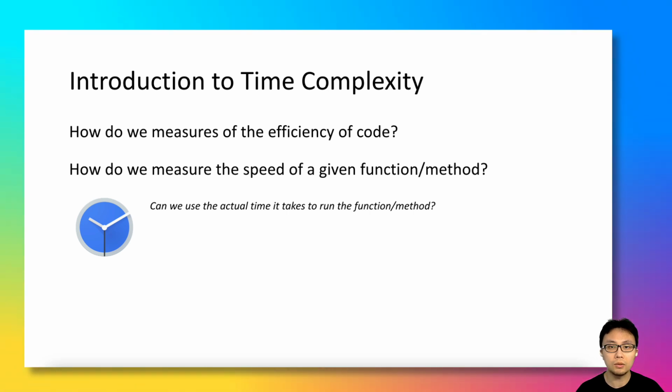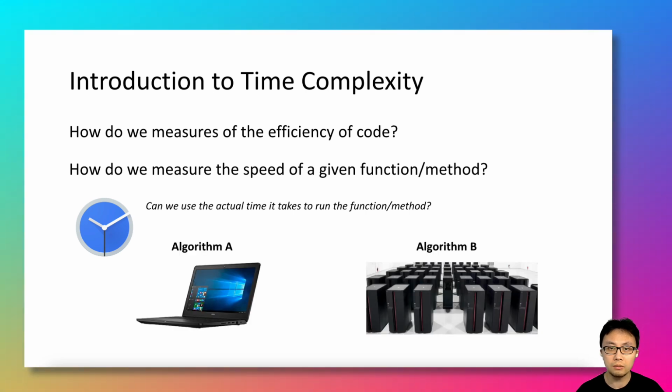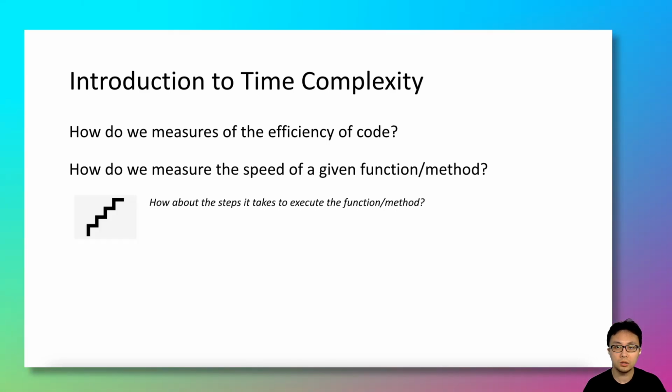If you do so, the measurement may not be exactly fair, depending on where you are running the code. If you aim to compare the efficiency of two algorithms A and B, but you have A run on a personal laptop and B on a cluster of supercomputers, the actual time it takes to run those two algorithms may not fairly reflect which one is faster, because the setup is already skewed. That said, the actual time it takes to run the function or method may not be a great measurement of the efficiency of the code. Then you may be thinking, how about the steps it takes to execute the function or method?